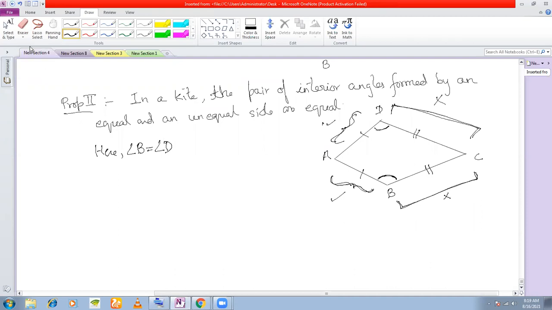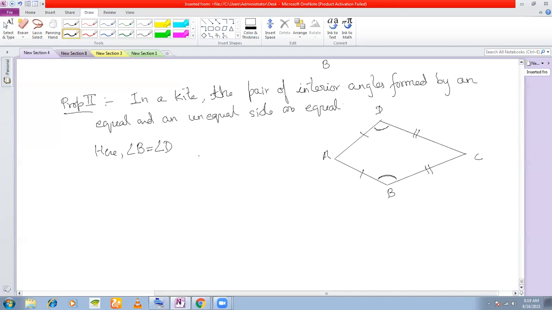But suppose I tell you angle between the equal sides, what does it mean? I'm not saying angle between unequal side. Now, if I ask you, what is the angle between the equal sides? Angle A and angle C are the angle between the equal sides.